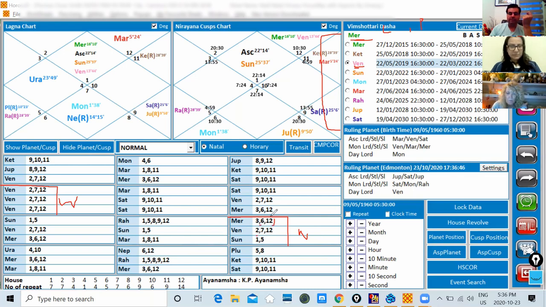12 is outflow and disappointments. 12 is the house of your disappointments. Okay, you're making money, but there are unexpected expenses which do not meet your expectations, and so it's weak. It's very weak.